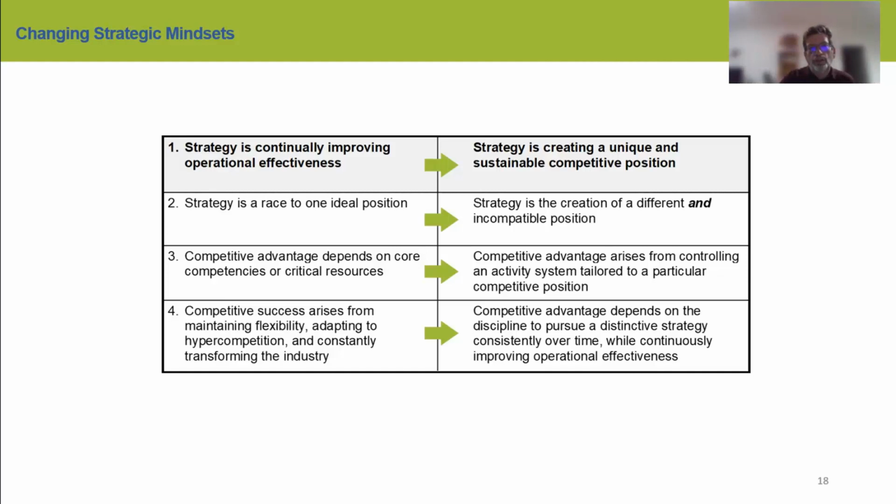So here we can see some examples of what strategy is in changing the strategic mindsets. Strategy is continuously improving operational effectiveness. Strategy is creating a unique and sustainable competitive position.